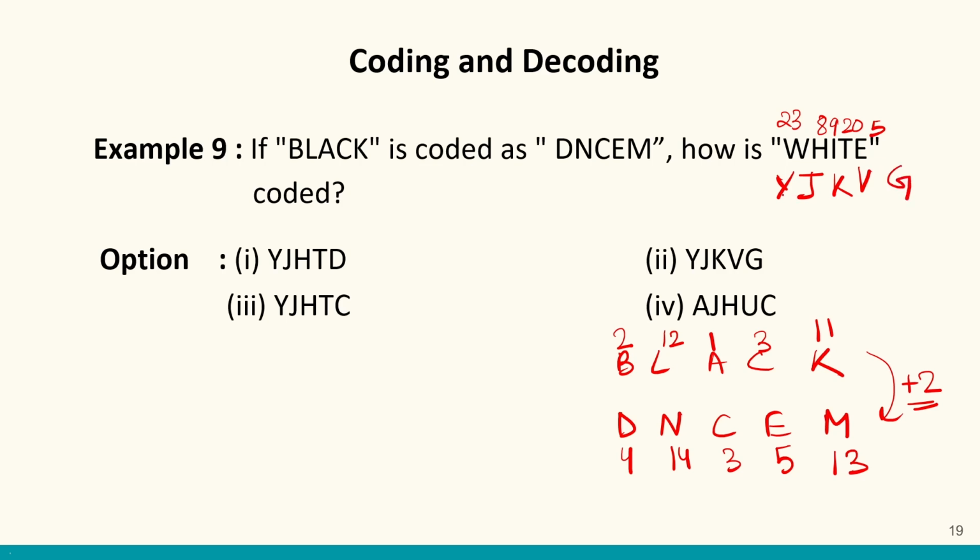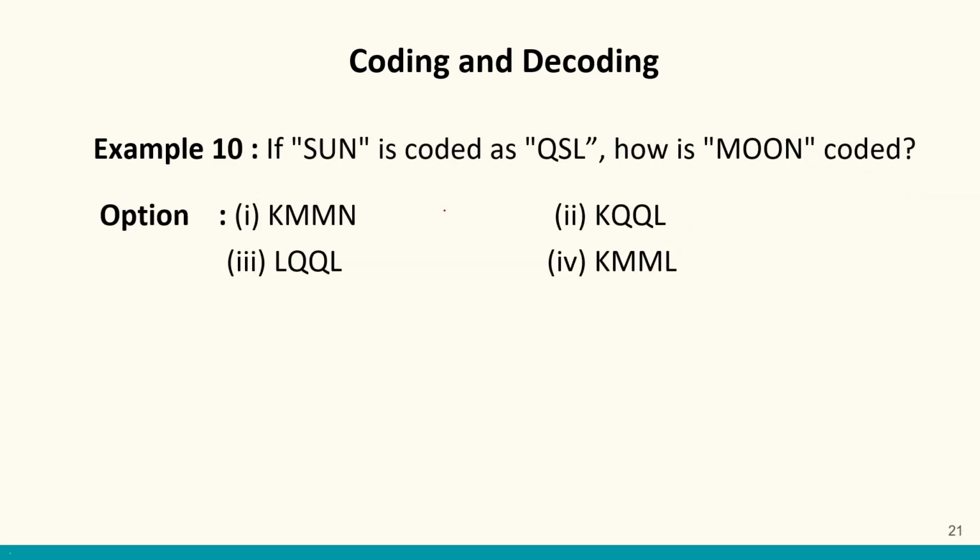So our answer will be YJKVG. This is the answer, which is option number 2. Then sun is coded as QSL, and we have to find the code for moon. So sun, QSL. So S code is 19, U code is 21, N code is how much? N code is 14, L code is 12, S code is 19, and Q's code is 17.